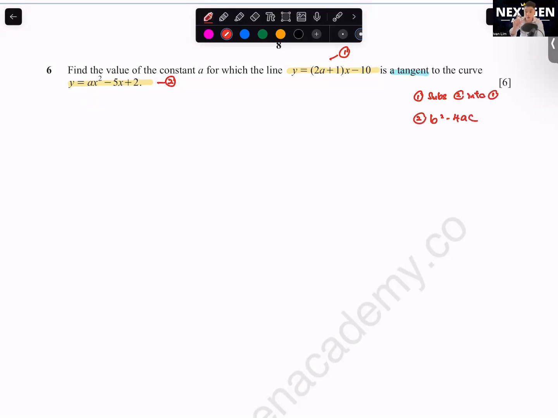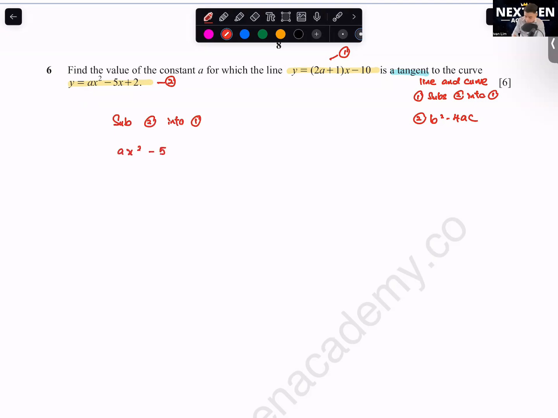Okay, so there are 3 conditions. This is the relationship of a line and curve. Either they don't touch each other, that means they do not intersect, they touch at one point, which is a tangent, or they intersect 2 times. 3 conditions for this type of question. So first thing, let's do the first step first. I'm going to substitute equation 2 into equation 1, or 1 into 2.